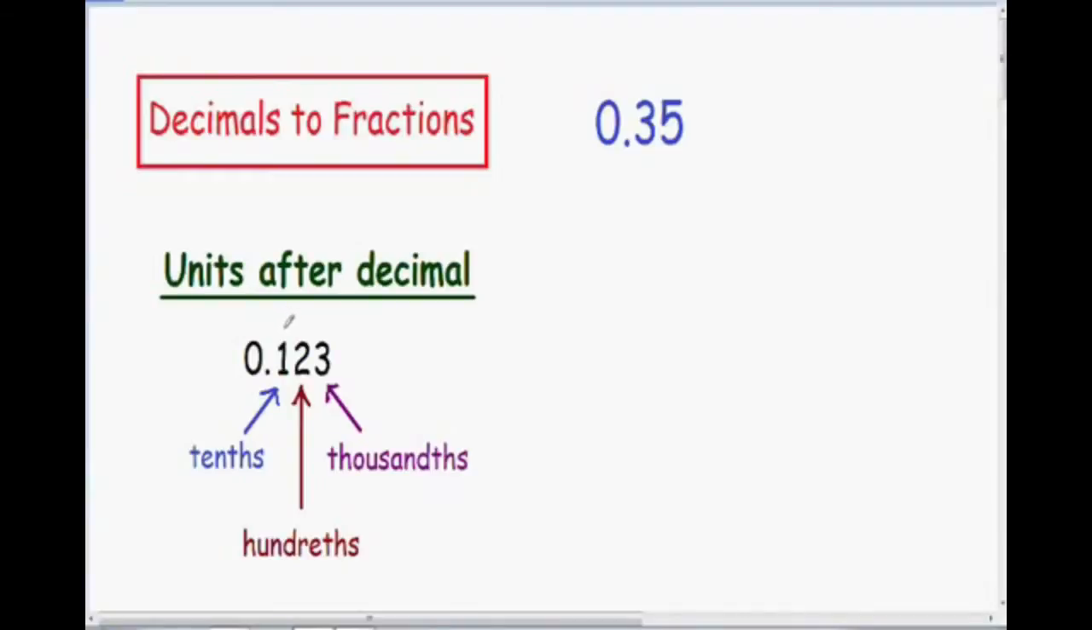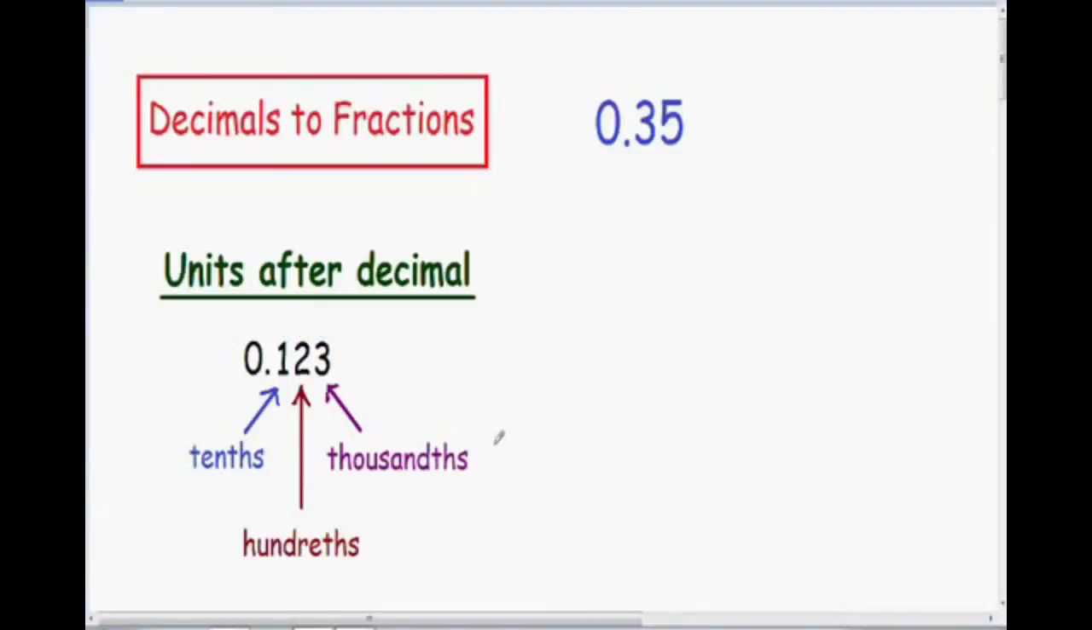Let's take a look at our units. Notice the first unit to the right of the decimal is our tenths unit. Notice how our second unit to the right of the decimal is our hundredths unit. And notice the third unit to the right of the decimal is our thousandths unit. It's really important to have these units memorized, and once you do, you'll find out changing decimals to fractions can be done pretty quickly.